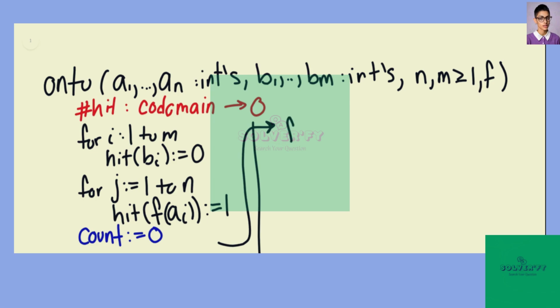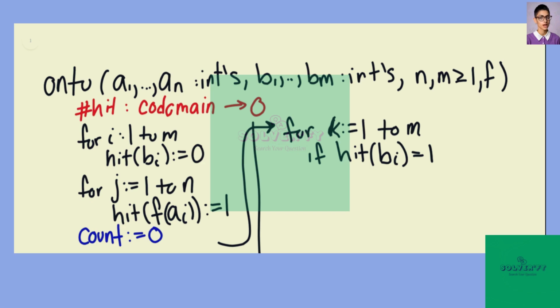Okay, so now we'll do a little for loop, right? So in order to increase our counter, we'll run i, but perhaps we should use a new variable. So let's say k. So for k equal to 1 to m, so that's our codomain length. We'll say, well, if the function hit of this element is equal to 1, right? Well, that means that it was an output of this function.